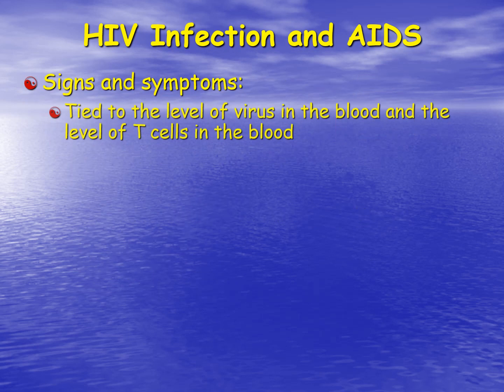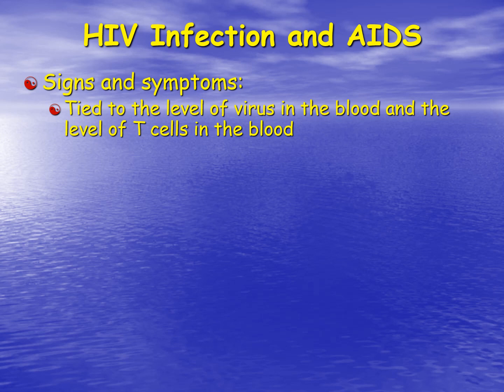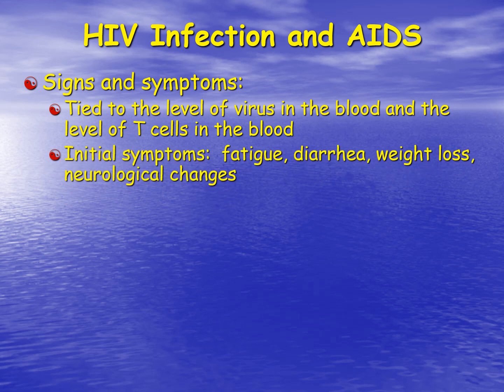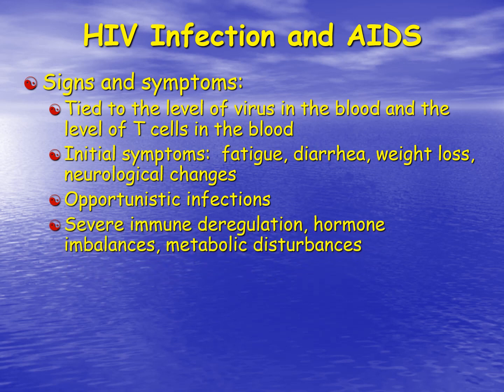So signs and symptoms are tied to the level of virus in the blood and the level to which T helper cells are infected. The primary and preferred host of HIV is the T helper cell. Initial symptoms are kind of flu-like: fatigue, diarrhea, a little weight loss, some neurologic changes. And then oftentimes we see opportunistic infections.